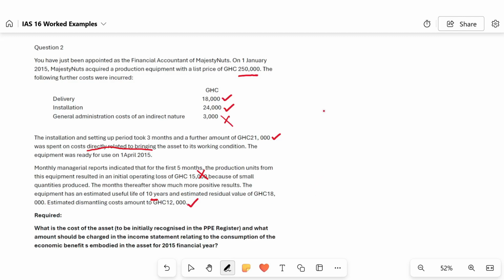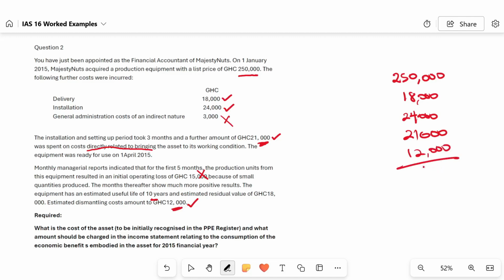So from this, we know our cost to capitalize will include the price, 250,000, delivery cost, 18,000, installation, 24,000, directly attributable startup cost, 21,000, and dismantling cost, which is 12,000. This will give us a total cost of 325,000 to capitalize at initial recognition.